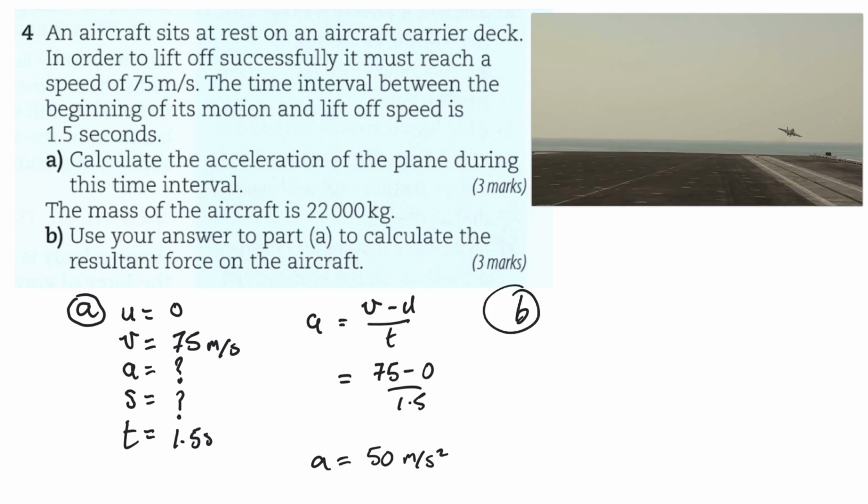In part B, we're told that the mass of the aircraft is 22,000 kilograms, and we're asked to use our answer to part A to calculate the resultant force on the aircraft. Well, that's a mass, an acceleration, and a force. That's clearly going to be Newton's second law, F equals ma. And again, we know both the things on the right hand side, so we're just filling this in now. A is 50 meters per second squared. The mass has just been told to us at 22,000 kilograms. 22,000 times 50 is going to give us 1.1 million newtons.